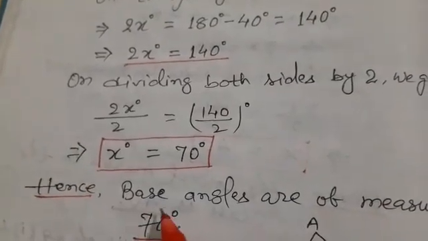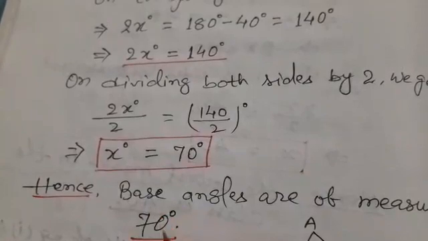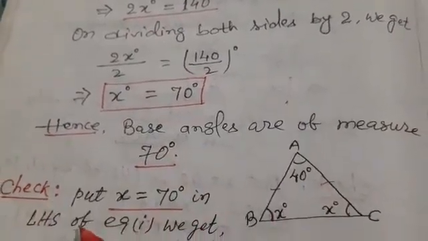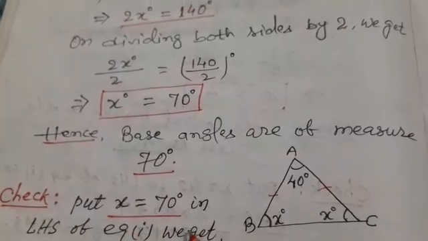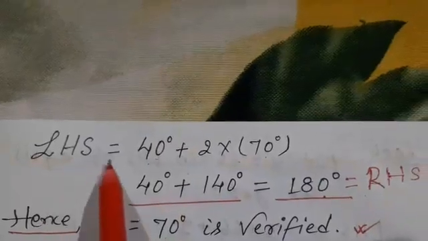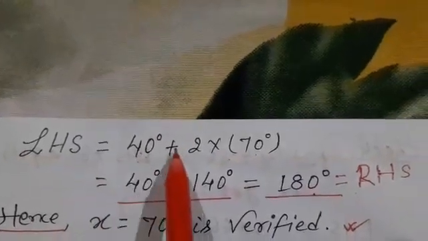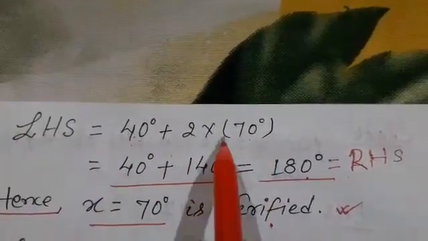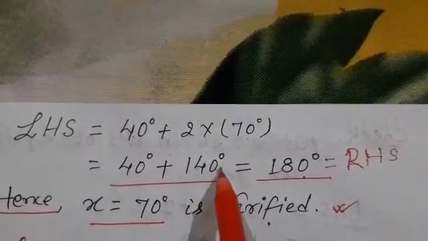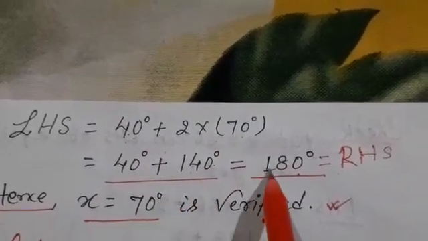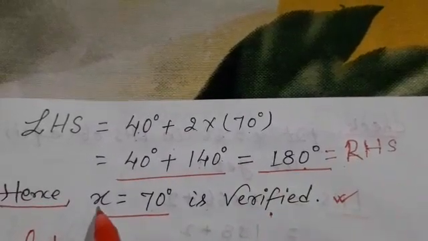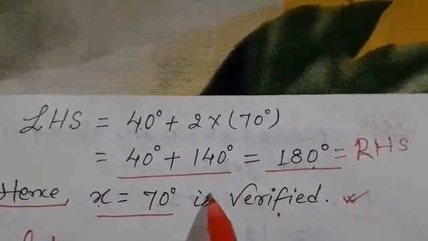To check whether the value of LHS and RHS is equal or not, we put x equal to 70 degree in the LHS of the equation. First we get LHS equal to 40 degree plus 2 multiply x, 2 multiply 70, is equal to 40 degree and 140 degree. After adding we find 180 degree, that is RHS. Hence x equal to 70 degree is verified.